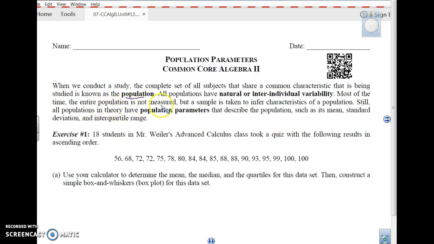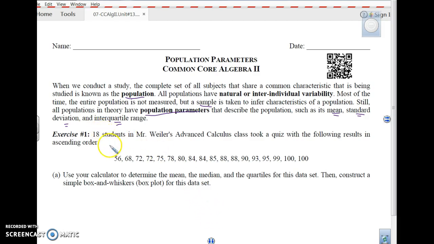Most of the time, the entire population is not measured, but a sample is taken to infer characteristics of a population. You can't survey everybody in the world when you're trying to do a study, so you have to take a sample. Still, all populations in theory have parameters that describe the population, such as the mean, the standard deviation, and the interquartile range. So we talked about those back in Algebra 1, but it's been a while. So let's see if we can do some review on how those look.